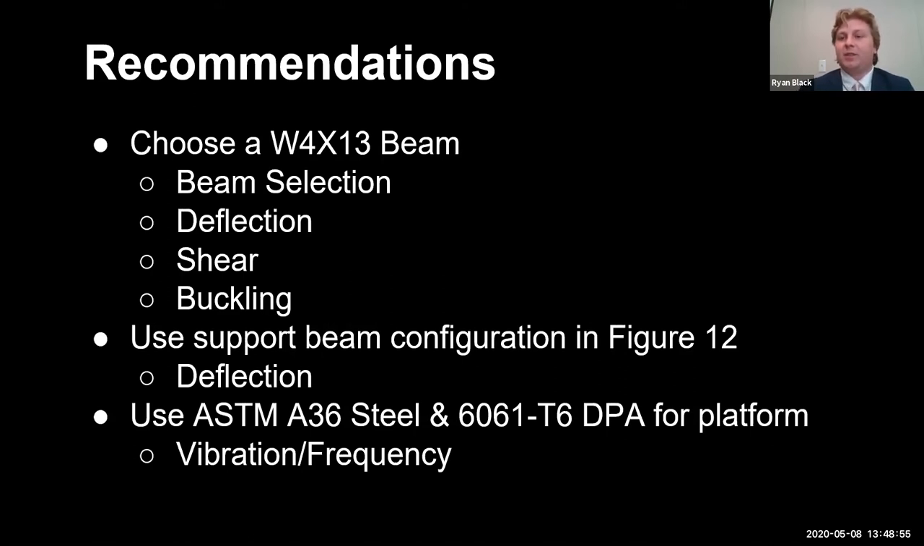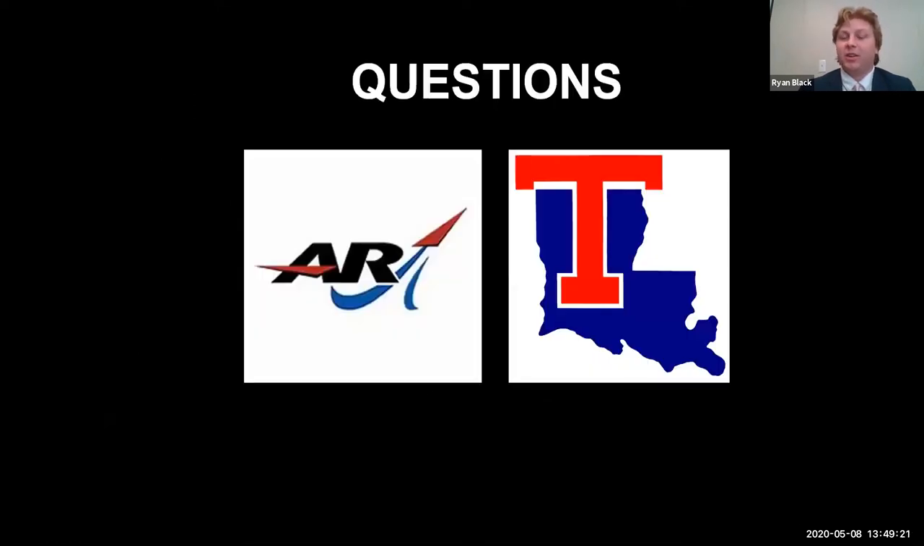And finally, as far as materials go, we recommend that Aerojet uses ASTM A36 steel and 6061 T6 diamond plated aluminum flooring for the main material components of the platform. And this is due to their high critical frequencies. That way it will prevent the structure from receiving damage while the Suico is in operation. And this now concludes our presentation of our Patriot propellant mixing stand. Are there any questions?